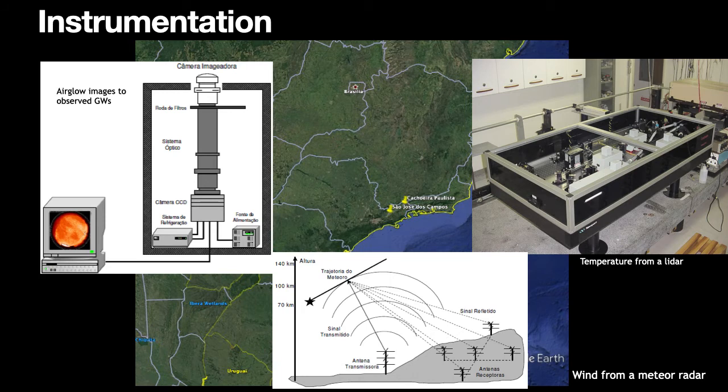The instrumentation used in this work is basically an airglow imager located at Cachoeira Paulista, a meteor radar that is going to be used to determine the vertical profile of the wind, located at the same site, and at São José dos Campos we have a LiDAR to investigate the vertical profile of the temperature.